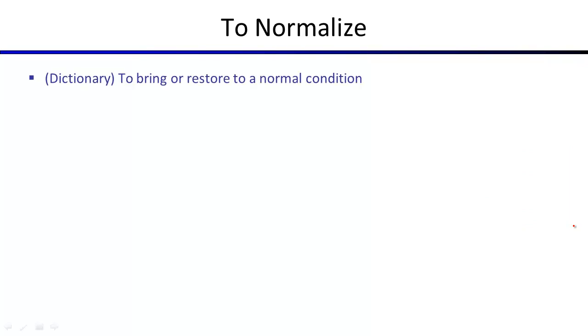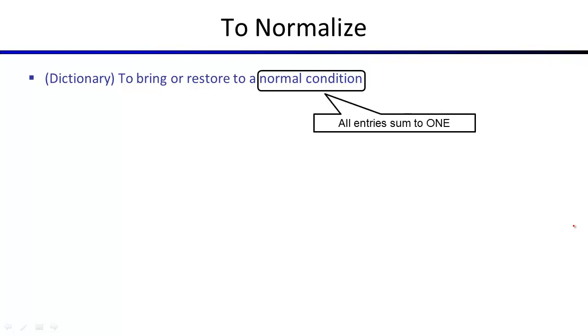Why is it called normalize? According to the dictionary, to normalize means to bring or restore to a normal condition. Then, of course, what is the normal condition? For a probability distribution, normal means sum to 1. Question there.